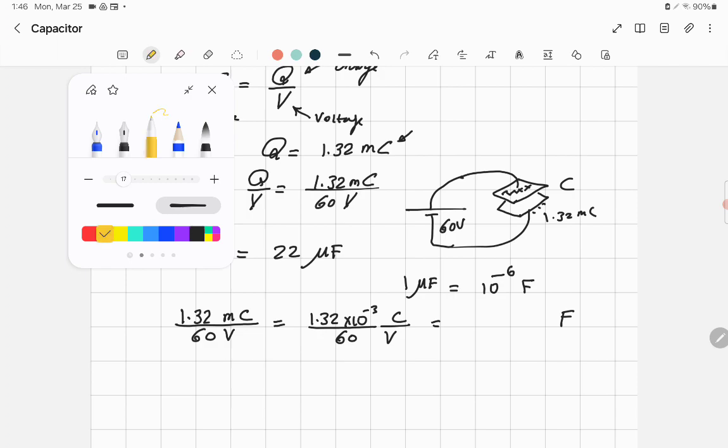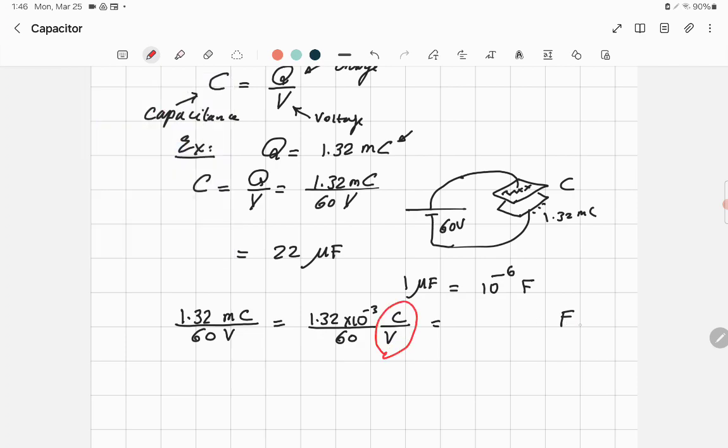Let me just mark it here in red. Coulomb per volt is equal to farad. This is the unit, right? So when you do the division of these two numbers, 1.32 times 10⁻³, let me do it in the calculator and get you the result here. So using the calculator, we'll have 1.32 divided by 60 and 10⁻³. I got this number, it's a very small number.